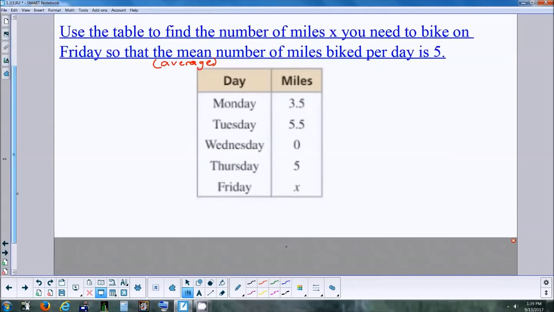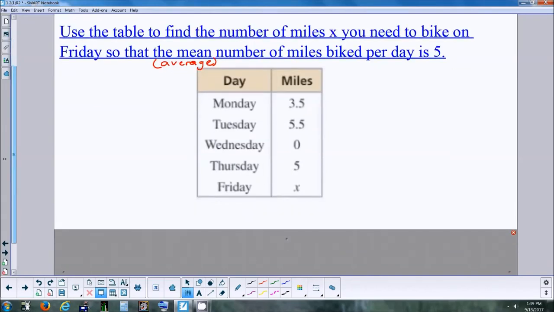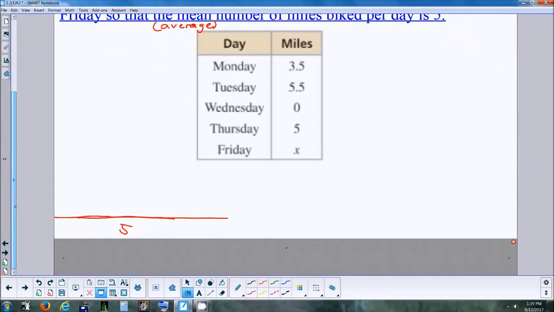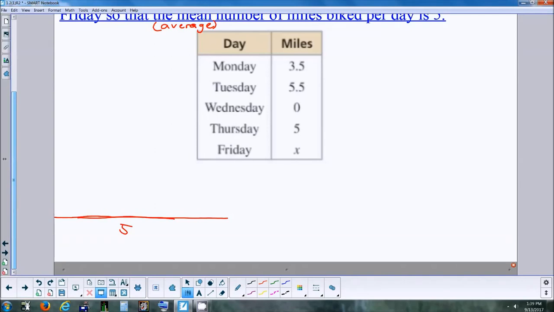So we're going to find the average of these things. How many are there? 5. Right? Monday through Friday. So if there's 5 objects, or 5 days, what do we divide by? 5. Divide by 5. Now, what are the 5 things we want to find the average of?